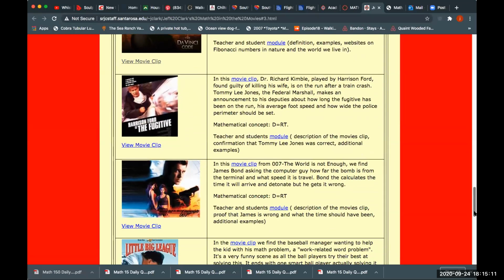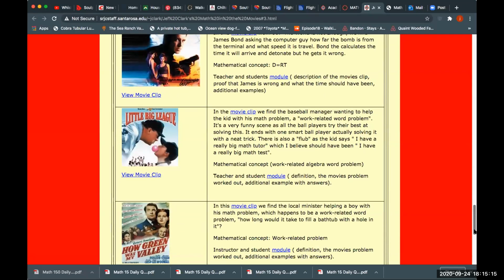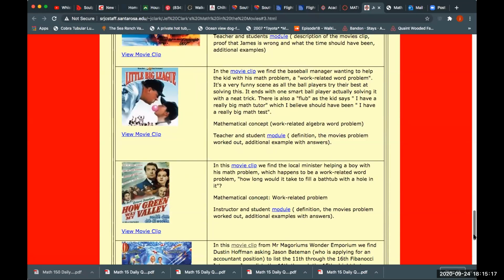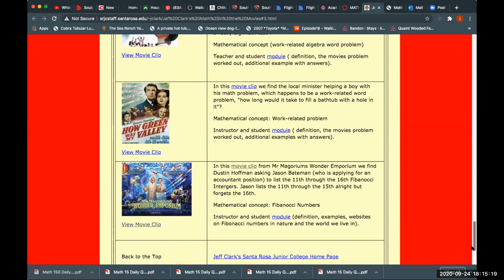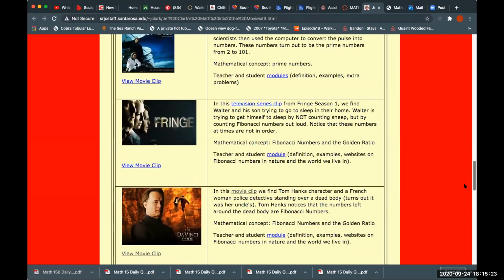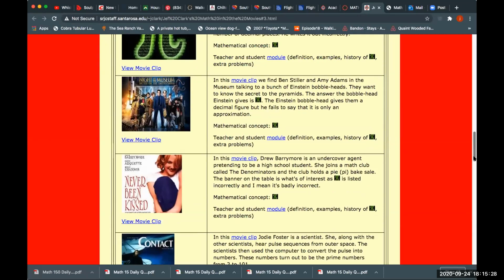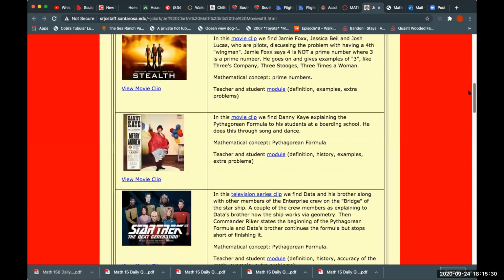Distance equals rate times time. Math word problems. Algebra word problem. Work-related problems. Fibonacci. Is that the only one that I had on Prime? One more time? Last one on the top. It started with like the one on the top? Okay, let's see what the one on the top was.